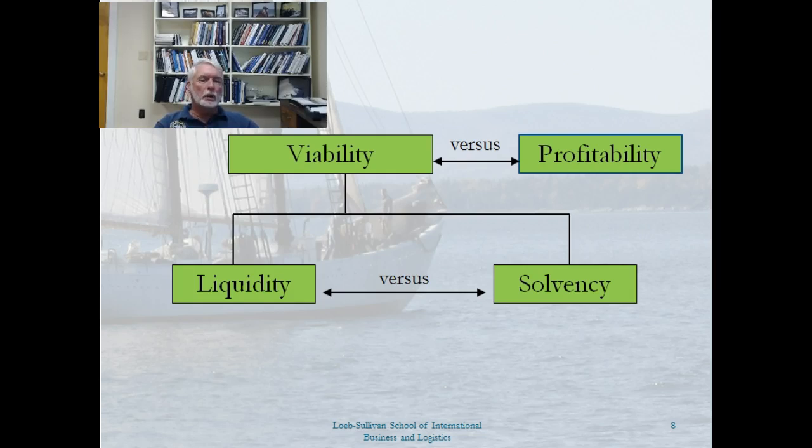I can improve liquidity by borrowing money long term. So I'm going to borrow money that I don't have to pay back for 5 years. That money becomes a current asset, so it improves my liquidity, but it actually hurts my long-term solvency because I have to pay that back 5 years from now. So there's a trade-off between liquidity and solvency. Profitability and viability, I can be very profitable if I take a lot of risks, but that may affect my viability. So if I choose to be risk-oriented, I can be less than viable.